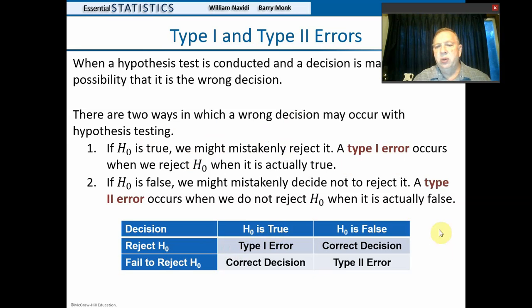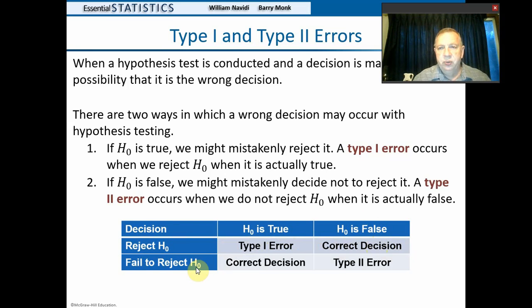This table sums it up. Our decision was to reject H0, but it turned out later that H0 is true. If we knew H0 was true to start with, we would know, but we don't know this to start with. We reject H0, but later we determine H0 is true. That's a type 1 error. If the decision was to reject H0 and it turned out that H0 was false, that's correct, so we're good.